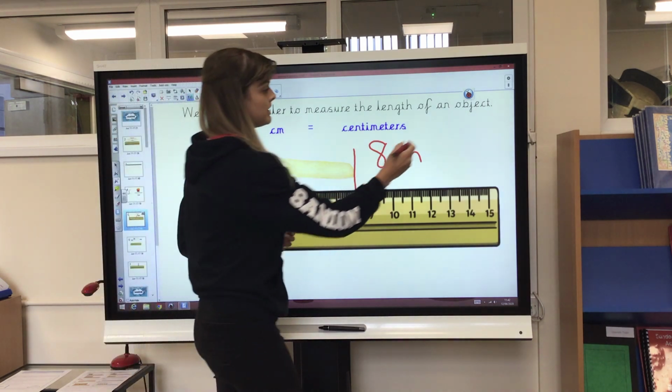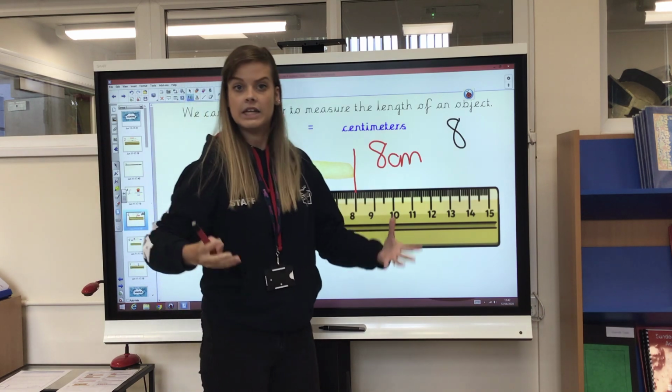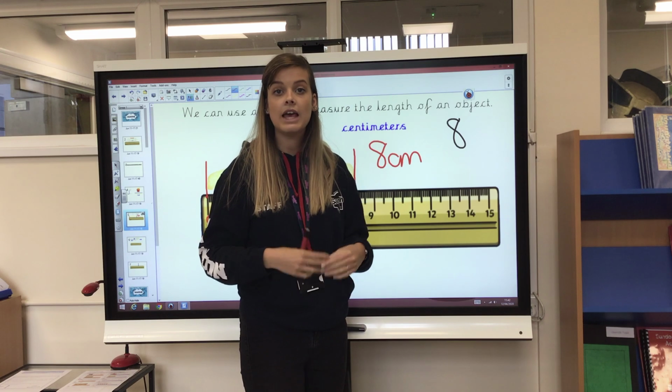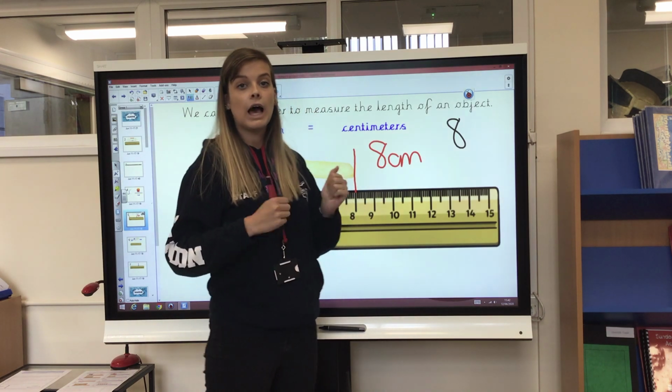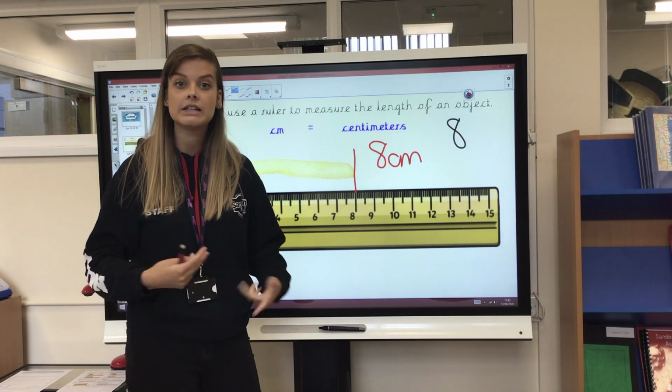If you just wrote 8, I wouldn't know if you meant 8 radiators, 8 apples. So in mathematics, we need to be specific in writing our measurements. And one of our measurements is centimetres. So that's why we write the cm for 8 centimetres.